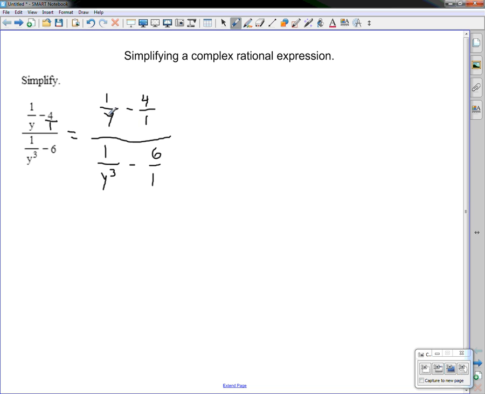Least common denominator between y and 1 is y. So I'm going to go ahead and multiply the second fraction by y over y. What that's going to do for me is the 1 over y stays the same. Now I have minus 4y over y.